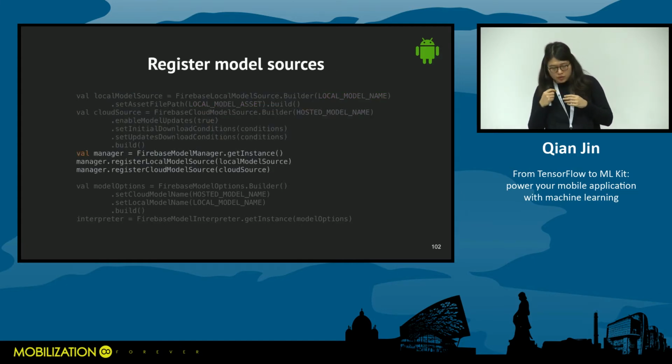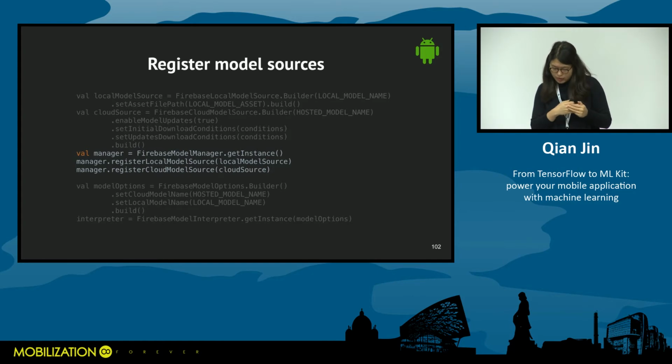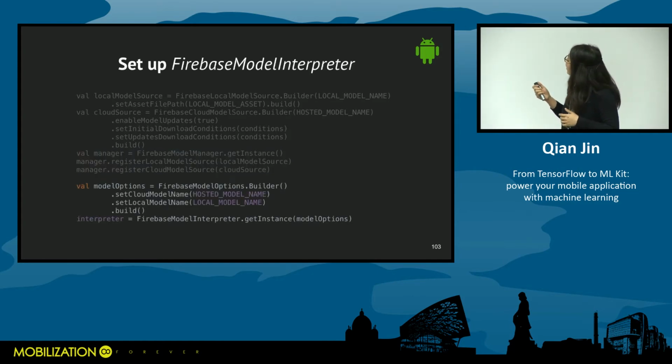The thing about the model registration for MLKit is you can choose to use only a cloud model, so you don't have a fallback. If the user doesn't have internet when they launch the app, there's no model. There's no feature. So what MLKit did was add a local model source, which helps as the fallback. Then we can just declare an interpreter.